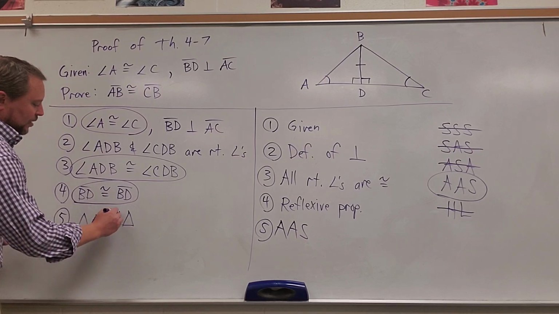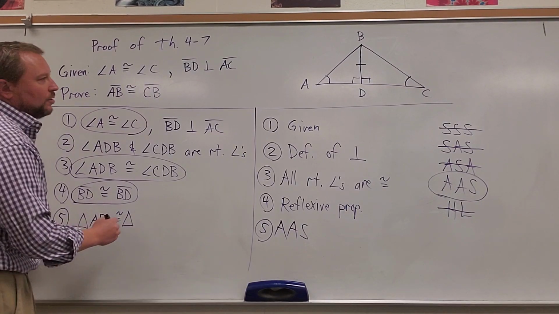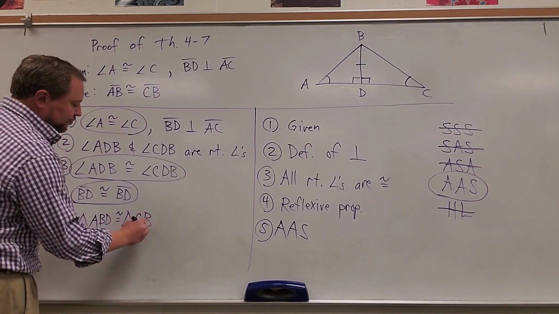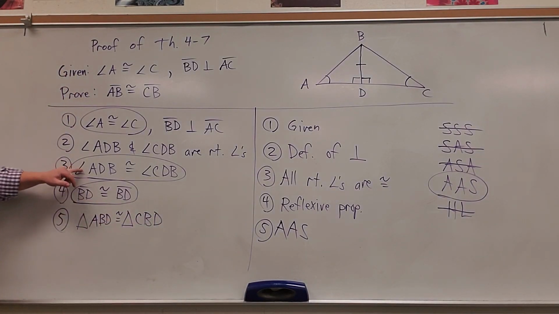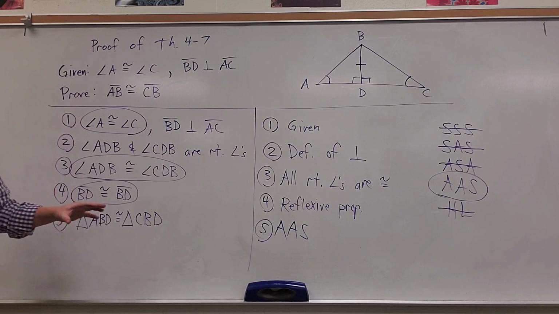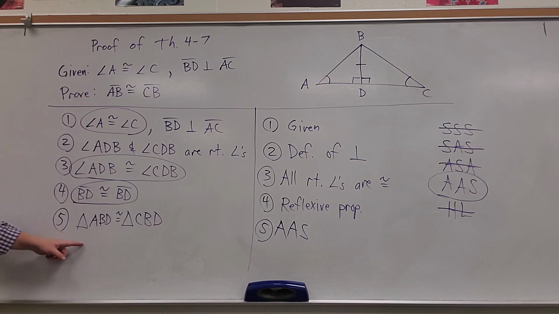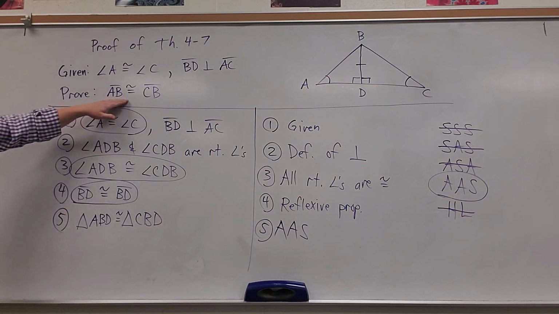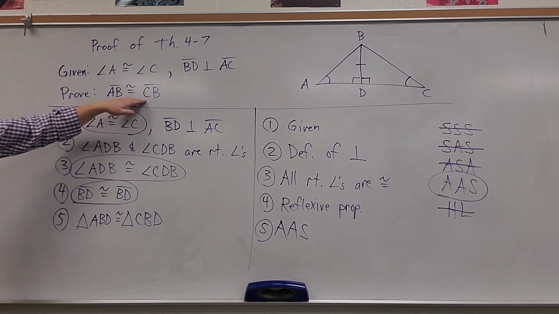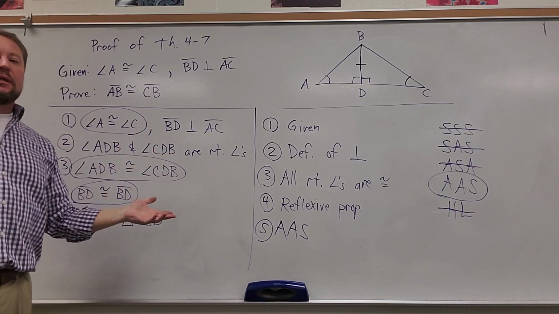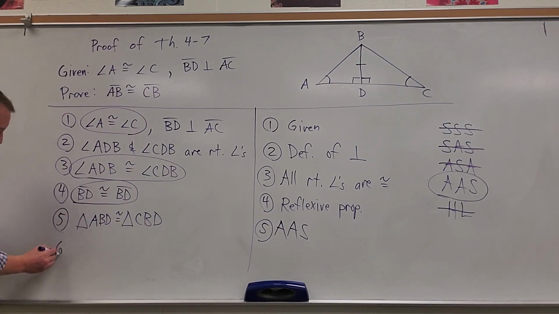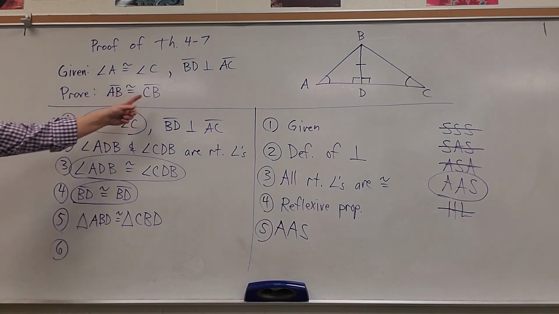Triangle ABD is congruent to triangle CBD. Again, notice that says triangle, not angle like up here. Some people get that confused. All right, so we're almost done. I've proven the triangles are congruent. I'm supposed to be proving some parts congruent, but once the triangles are congruent, then all of their corresponding parts should be congruent, including AB and CB.